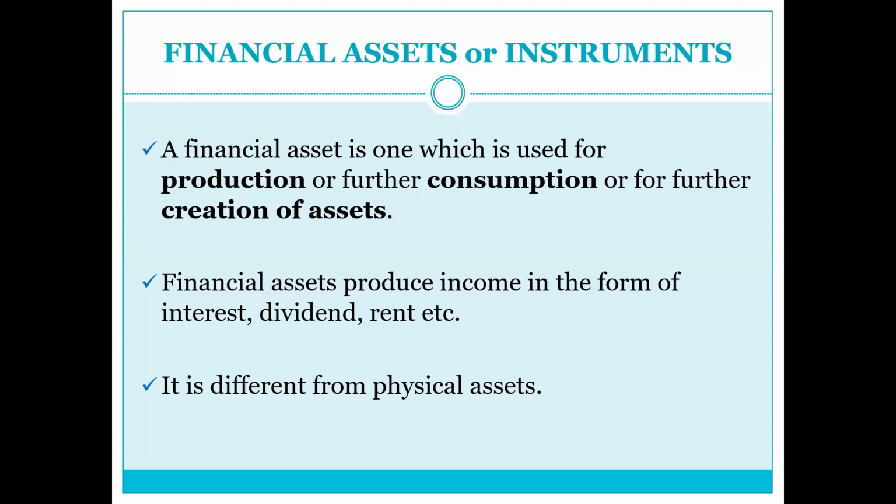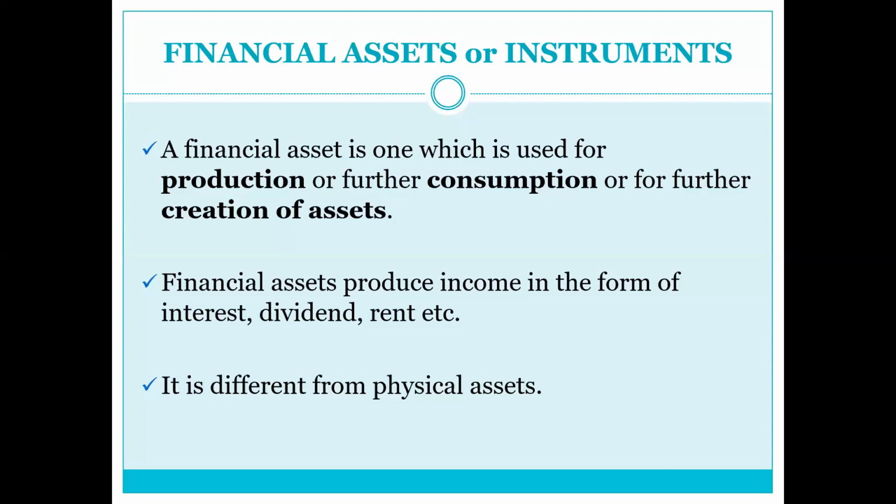Sometimes you might have a house which you want to let out to someone. You're giving it for rent. You get a monthly rent. The rent that you earn is an income. So that house will now be considered as a financial asset because it is earning you an income.